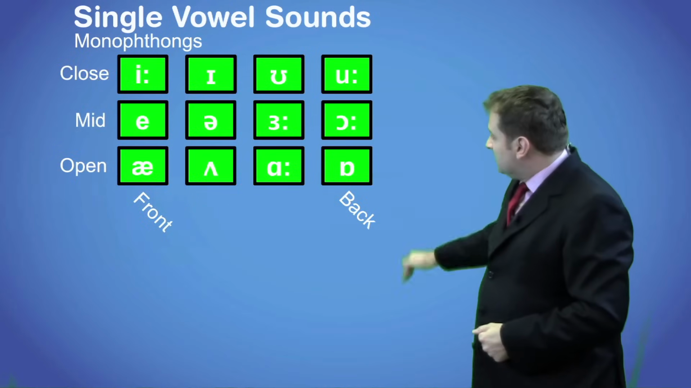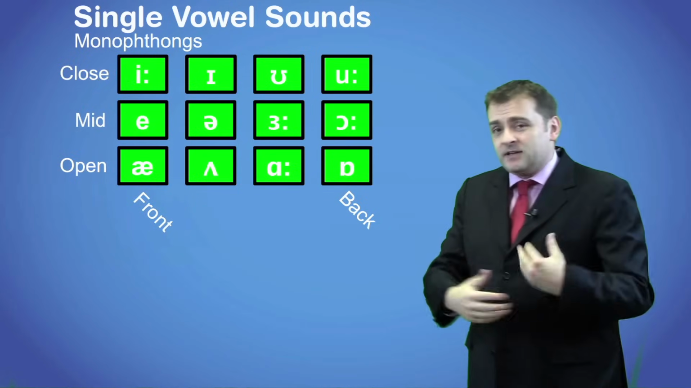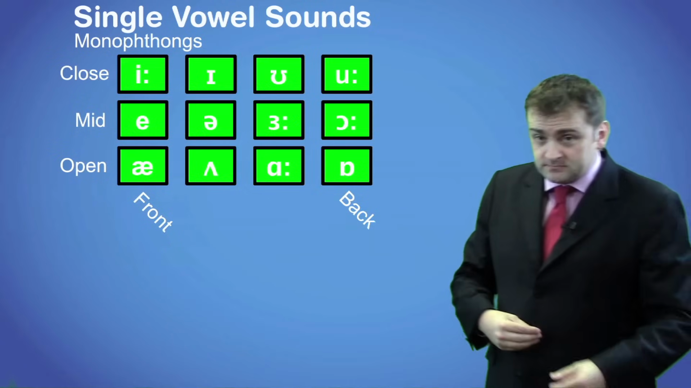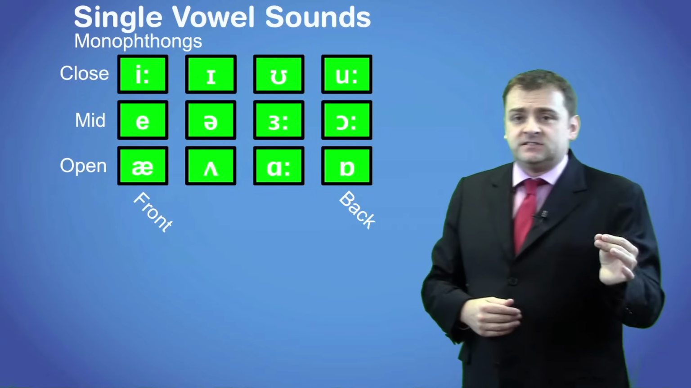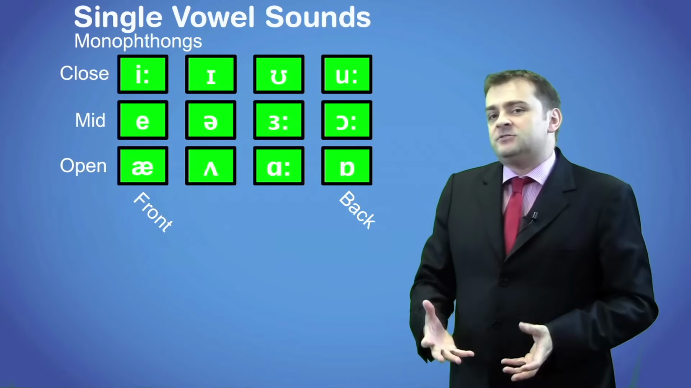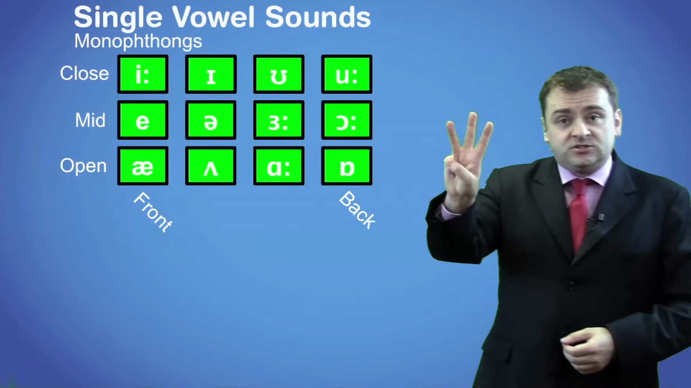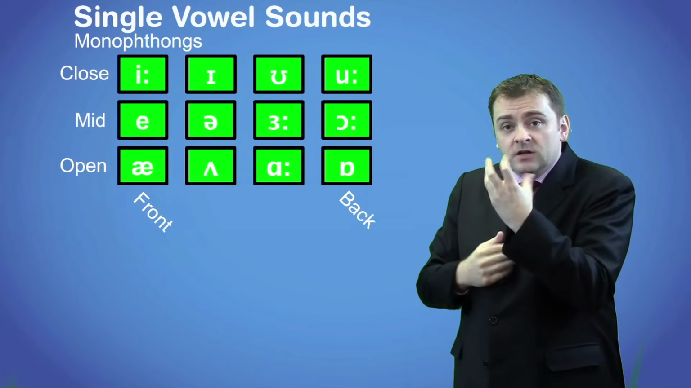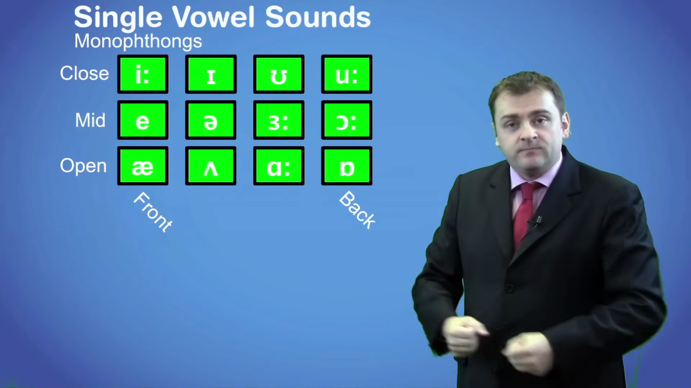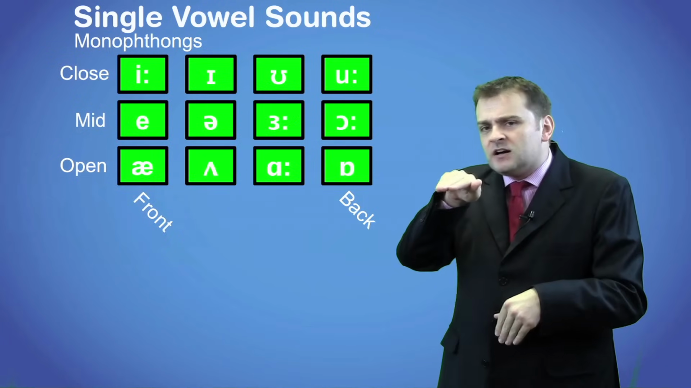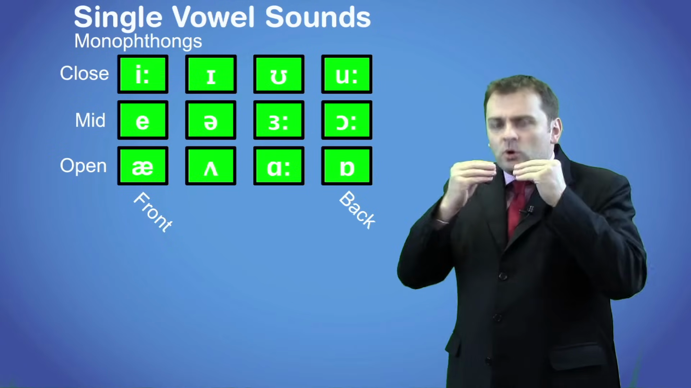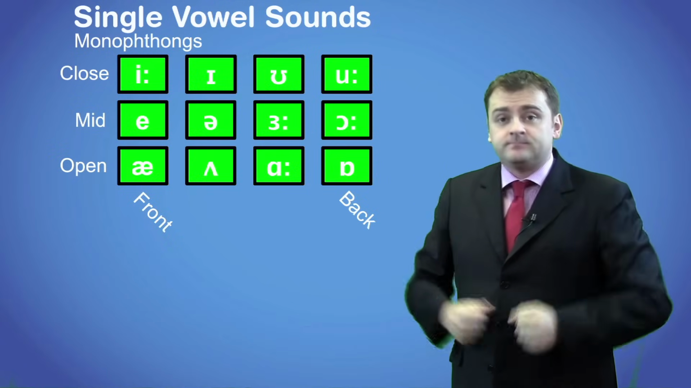The place of each symbol on the chart tells us something about how it's pronounced. Remember, pronunciation is physical. And as we go through these sounds, you need to think about these three questions. Is your mouth open, closed, or in the middle? What's the position of your tongue? And what shape are your lips?